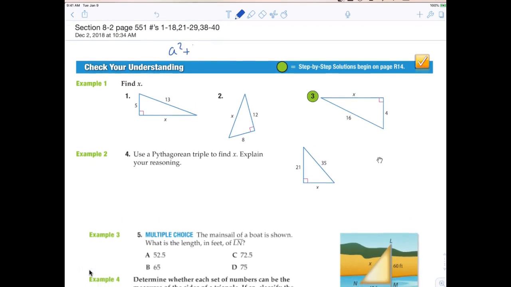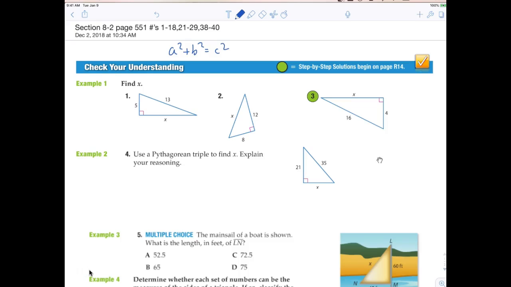So a squared plus b squared equals c squared. Now, a and b, remember, are interchangeable. They are simply called the legs. The c is not interchangeable. The c value refers to the hypotenuse.